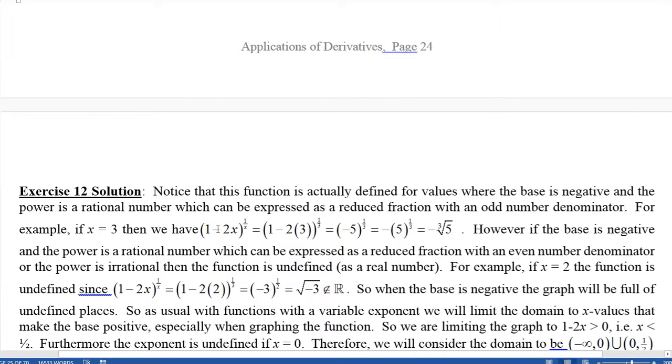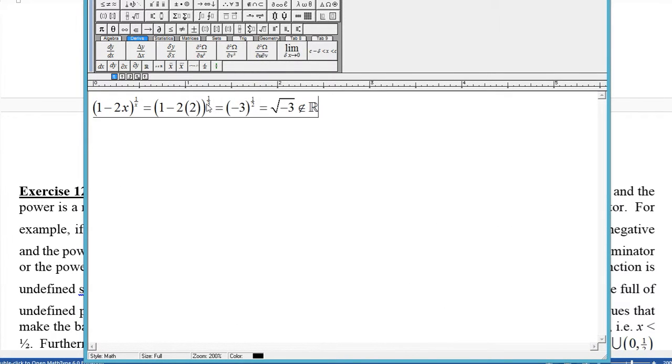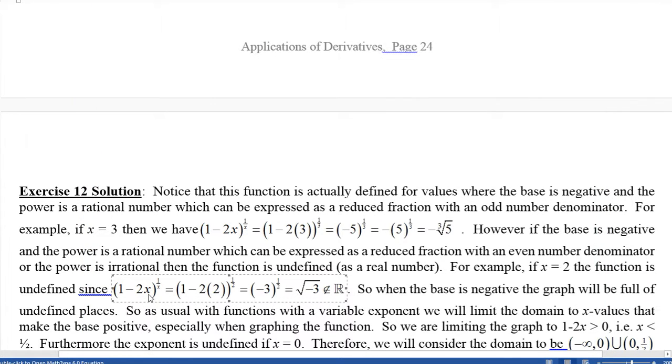For example, if we let x equals 2 in this expression, then we're going to get something undefined. If we plug in 2 here and 2 here, okay, then what do we get? We get a 2 here. 2 times 2 is 4. 1 minus 4 is negative 3. Negative 3 to the 1/2, or the square root of negative 3, is not a real number. We could say what it is if we are allowed to go to the complex number system, but this one is imaginary, so it's not real. We're only wanting real numbers here, so as far as we're concerned, this function is undefined.